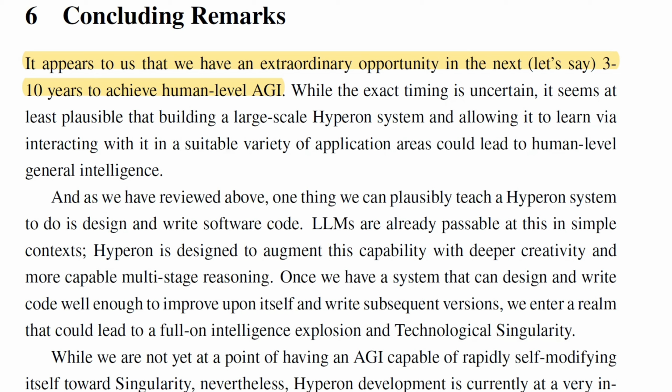The paper closes with the statement, "It appears to us that we have an extraordinary opportunity in the next, let's say, 3 to 10 years to achieve human-level AGI." And I'm very excited to see more.